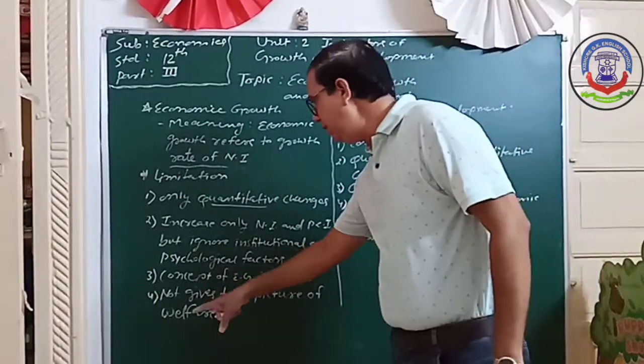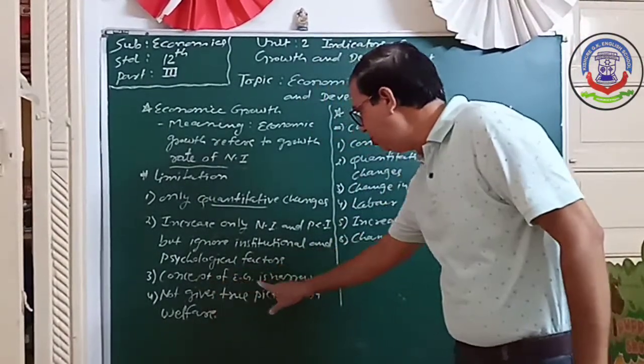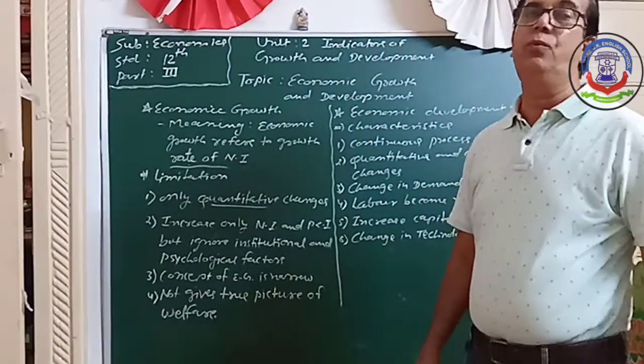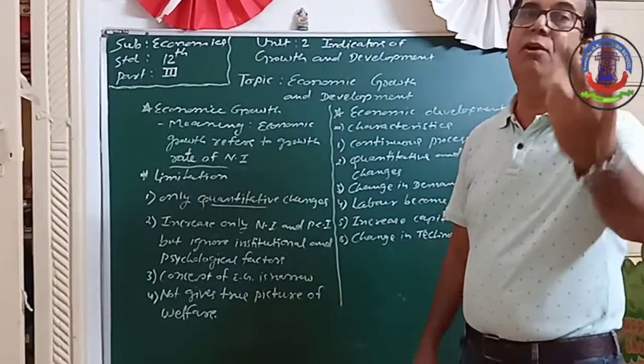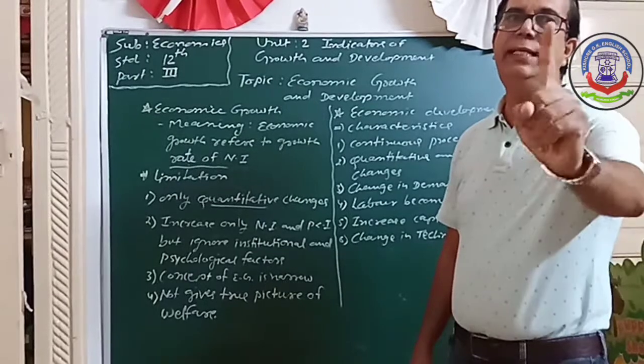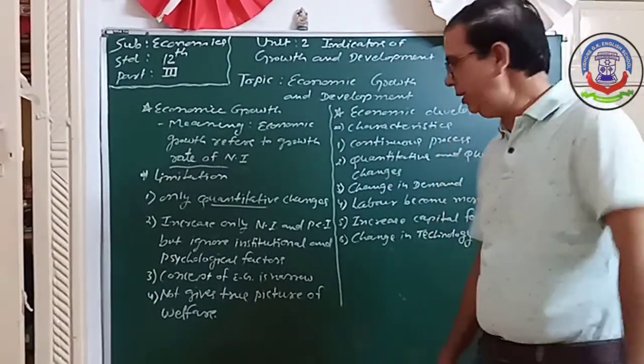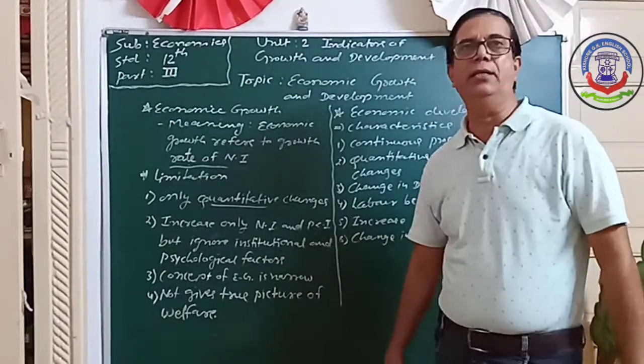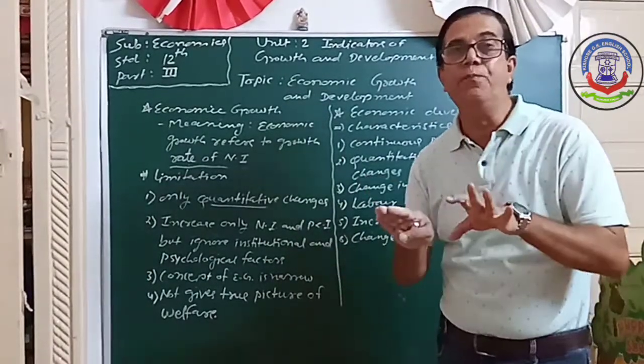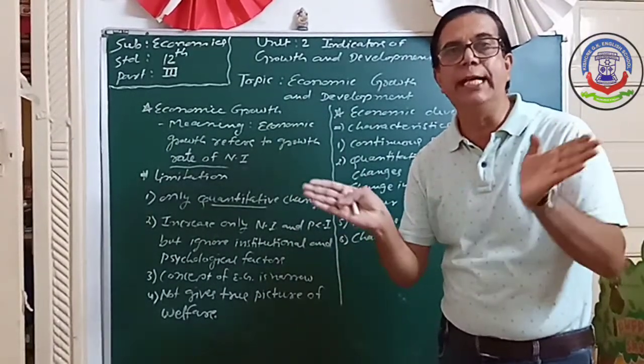So the third one is that the concept of economic growth is narrow. Why? Because it considers only two things: increase in national income and per capita income. So the thought of economic growth is narrow.